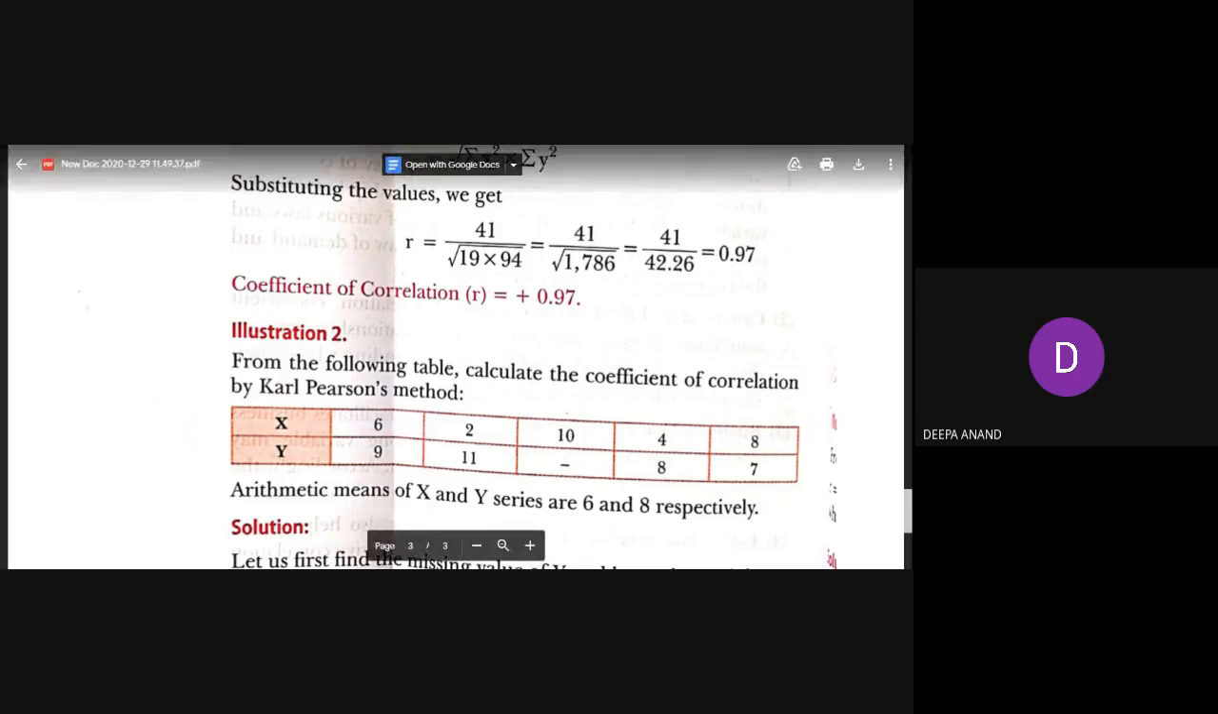It became 20, 28, 35, but we should get a total of 8 into 5, that is 40. This means the missing figure is 5. Got it? Did you understand? See, I can hear only Purvi. Where are the others? Okay.